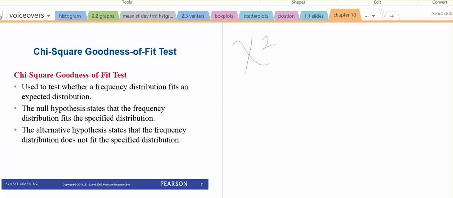It's a capital X looking creature that's kind of cursive and wavy, and then it's squared, and so it's always going to be a positive value. We'll look at the table for that here in a little while so you can see how different it is from normal distribution or t-distribution.